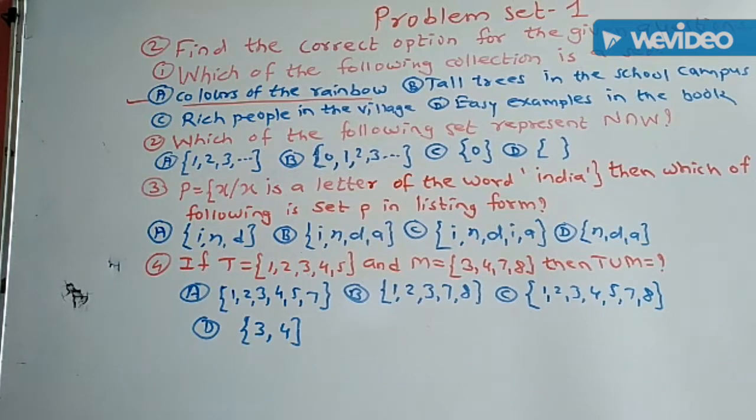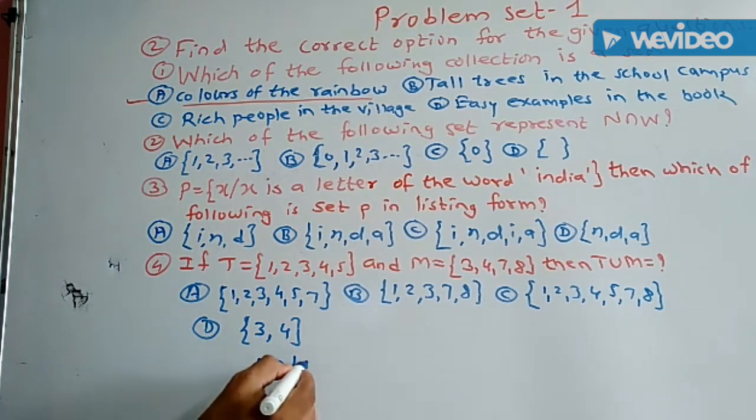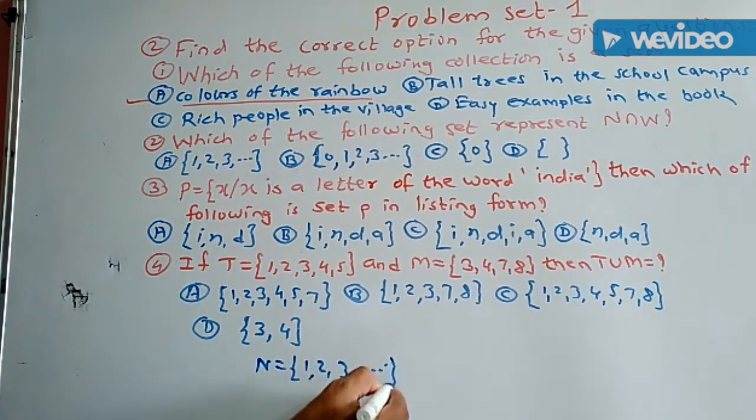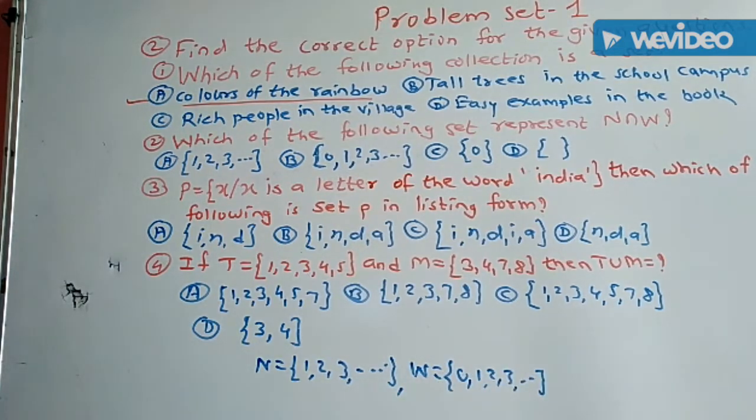Therefore option is A. Then second, which of the following set represents N intersection W? What is meant by N? N means natural numbers, that is, the set of 1, 2, 3, and so on. And W means the set of whole numbers, which starts from 0, 1, 2, 3, and so on. We have to write the set of N intersection W.